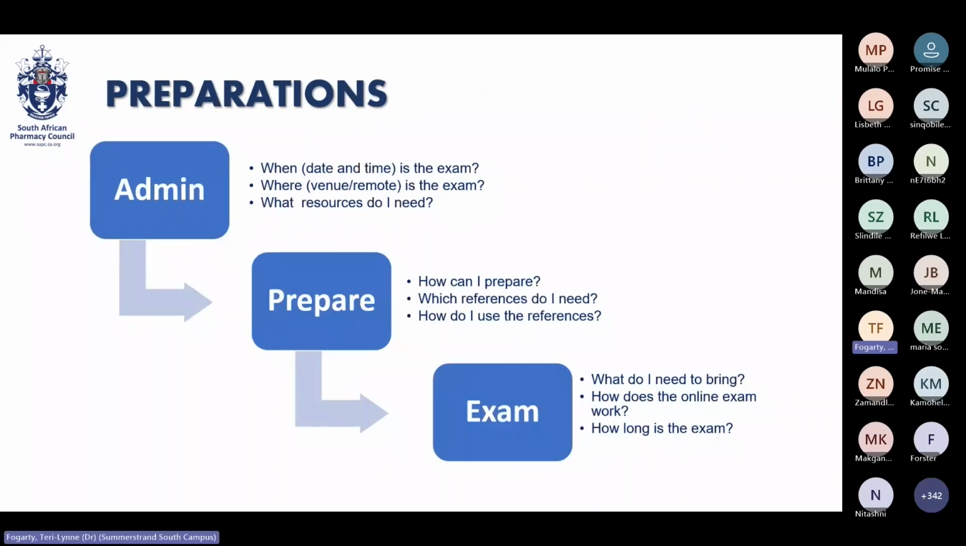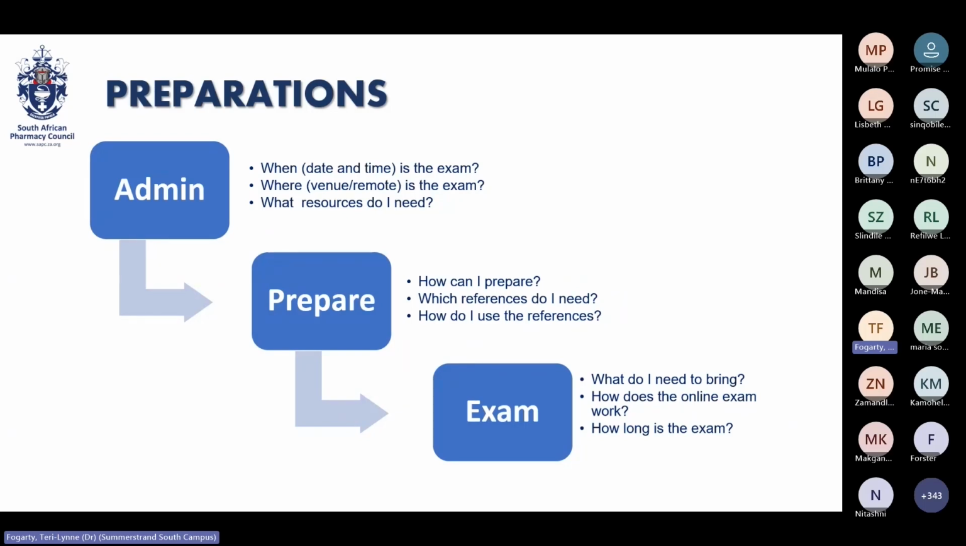Right, so then you've got to be able to prepare for your exam. Please make sure that you know when the exam is. I think the office certainly will be communicating with you exactly what date and time the exam is. Make sure that you diarize that.